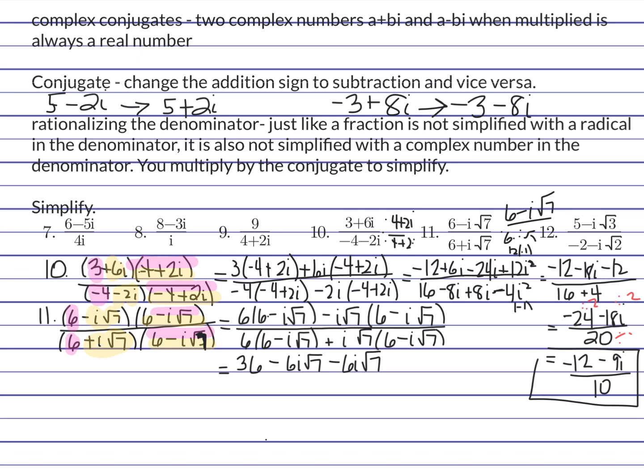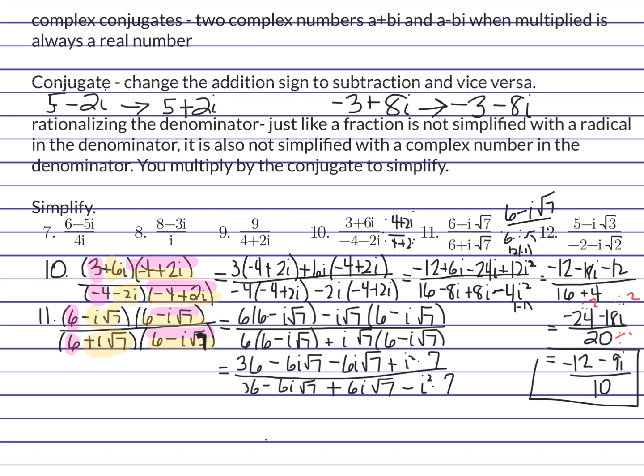Negative i square root of 7 times negative i square root of 7 is positive i squared times 7. Square root of 7 times the square root of 7 is 7. And then in the denominator, 36 minus 6i square root of 7 plus 6i square root of 7. Positive times a negative is a negative i squared times 7.